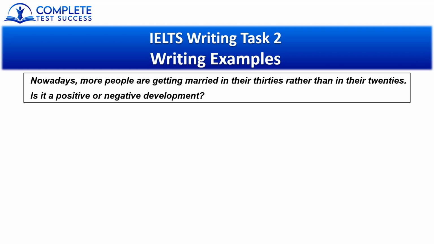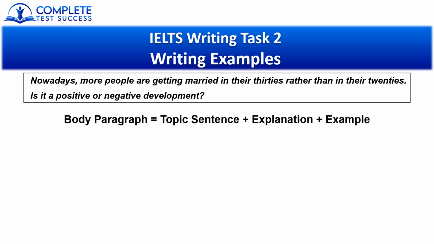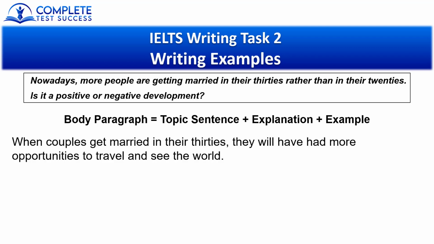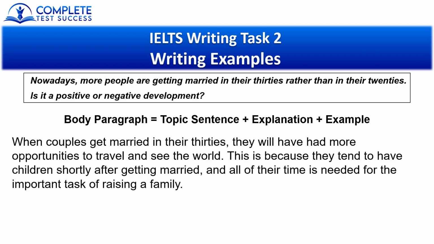So in our body paragraph, we need a topic sentence, an explanation, and an example. The topic sentence might be something like this. When couples get married in their 30s, they will have had more opportunities to travel and see the world. Then the explanation. This is because they tend to have children shortly after getting married, and all of their time is needed for the important task of raising a family. For the rest of the lesson, we will add different examples to this paragraph, and I will explain the various problems that we commonly see in the IELTS writing test.